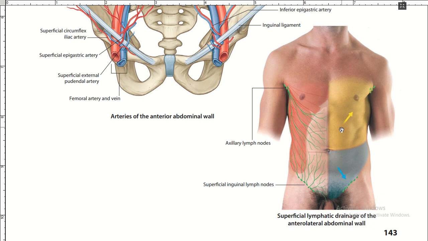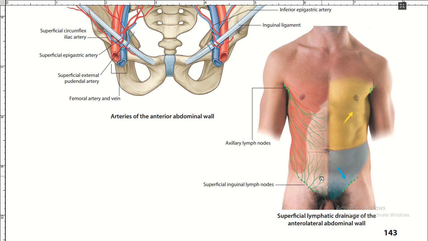Good. Right. And then the skin of the back. The skin of the back above the iliac crest will actually drain into the posterior axillary nodes. You understand? Good. And then let's look at the infraumbilical region, this region.